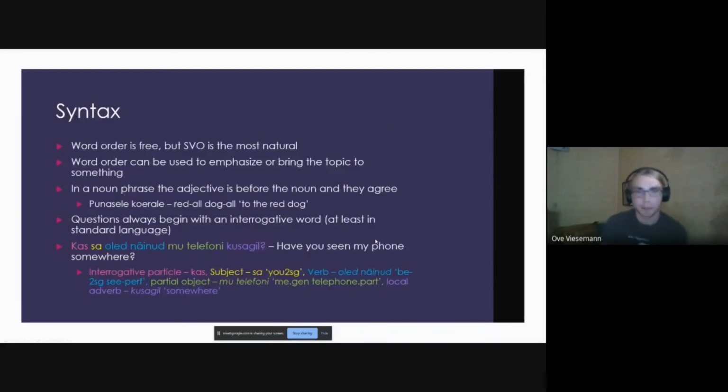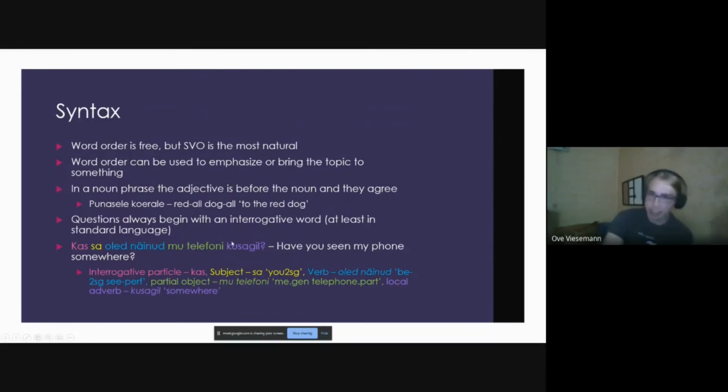Syntax. Word order is free, but SVO is the most natural. Word order can be used to emphasize or bring the topic to something. In a noun phrase, the adjective is before the noun and they agree. For example, punasele koerale, red in allative, dog in allative. It means the red dog. Questions always begin with an interrogative word, at least in standard language.